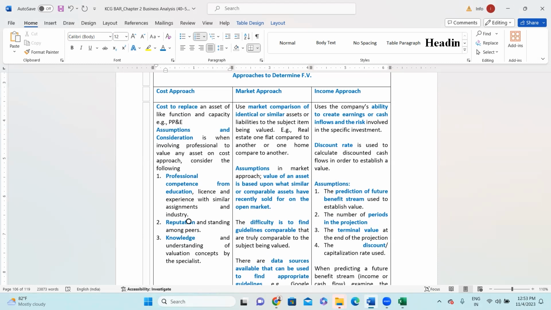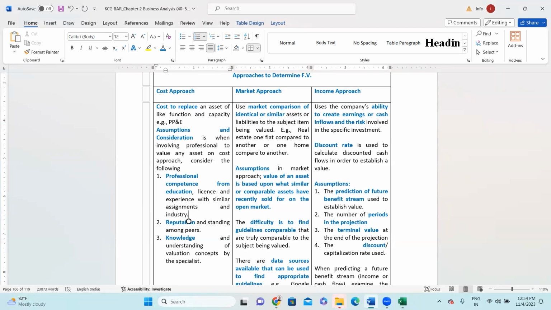Second is market approach. Any doubt on cost approach? No, sir. Clear? Very simple. The cost of replacement basically, and the valuer should be a certified valuer. In two lines, if I summarize everything.